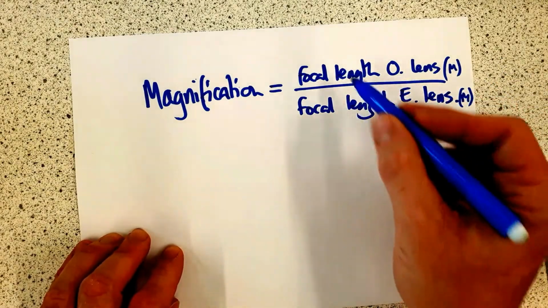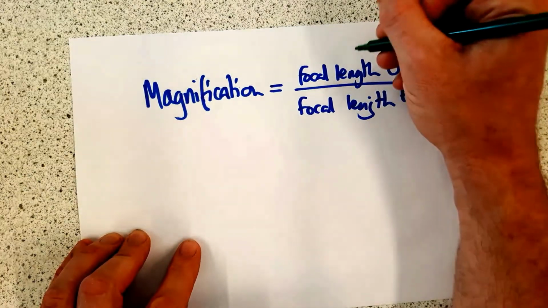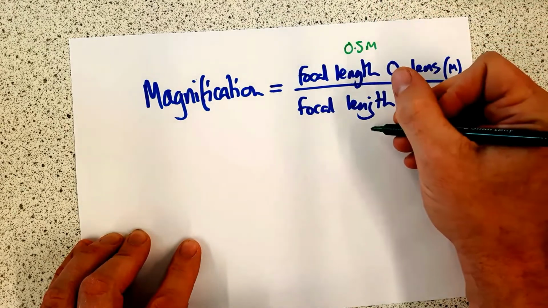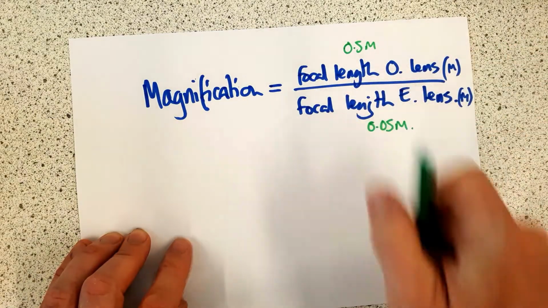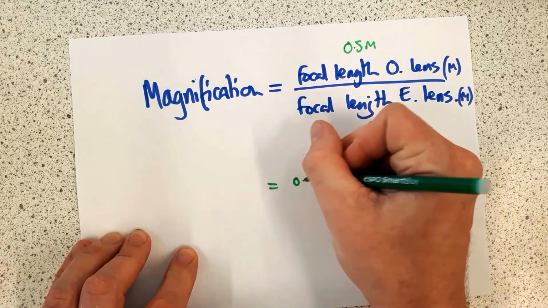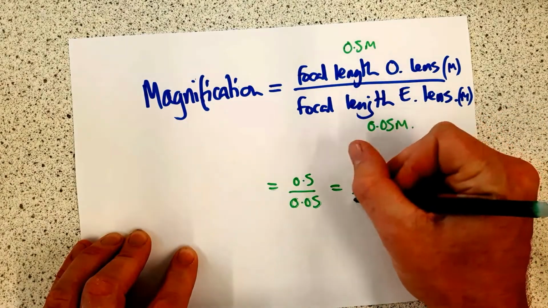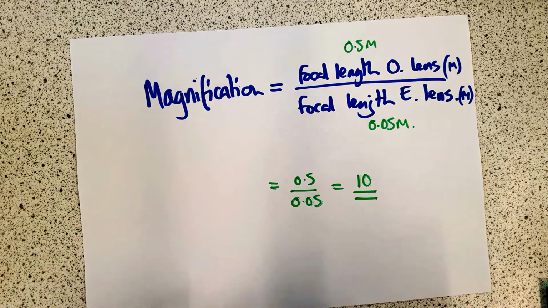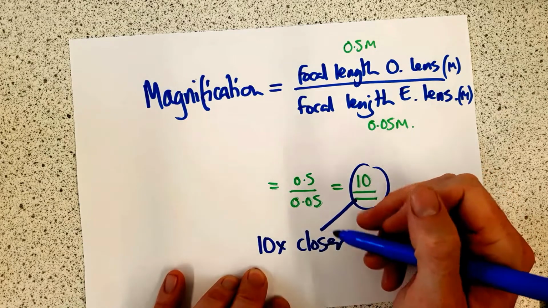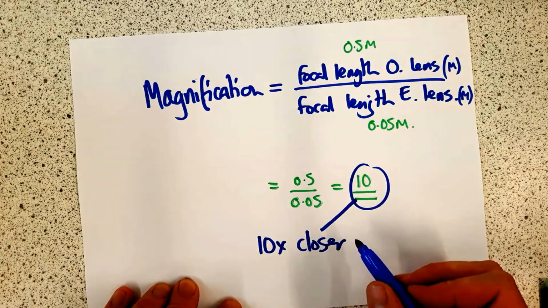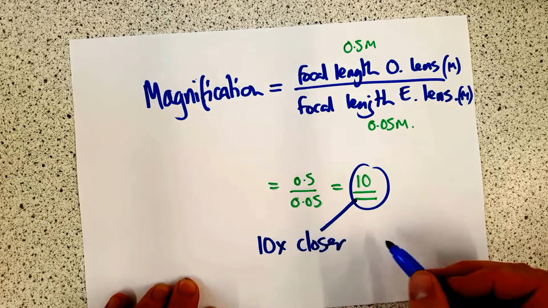So for example, in our telescope, if the focal length of the objective lens is 0.5 meters, and the focal length of the eyepiece lens is 0.05 meters or 5 centimeters, then the magnification will be 0.5 divided by 0.05 equals 10. So the magnification is 10. There are no units, and what the 10 means is either it looks like it's 10 times closer, or you can think of it as increasing the angular size by 10 times.